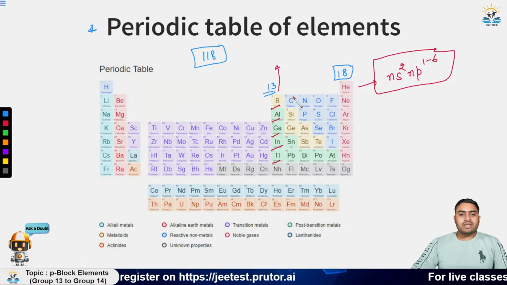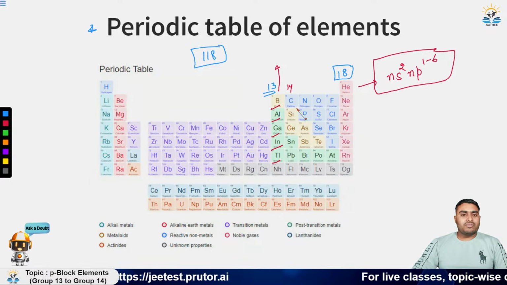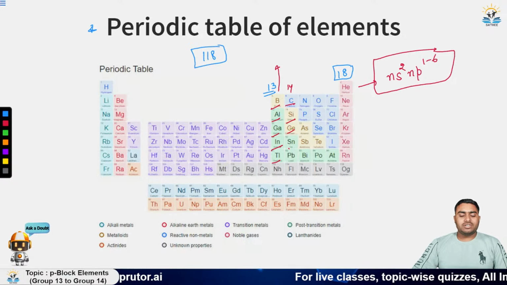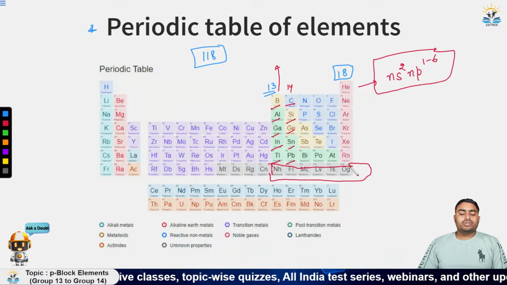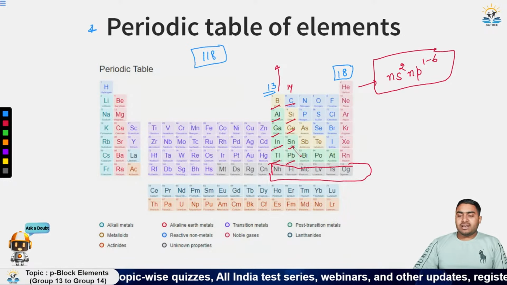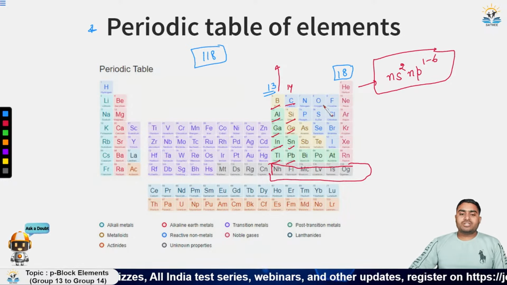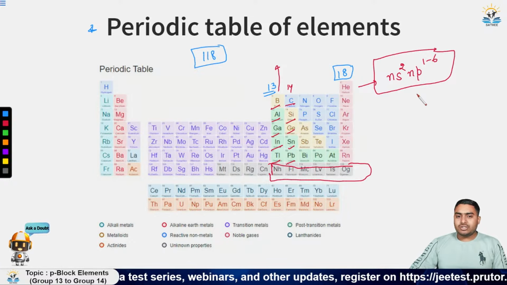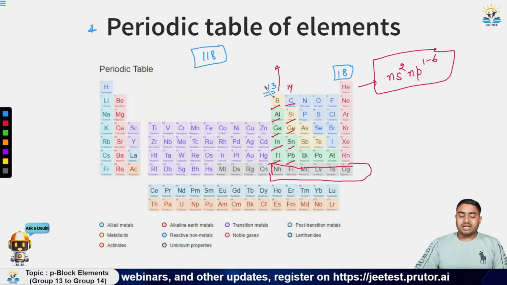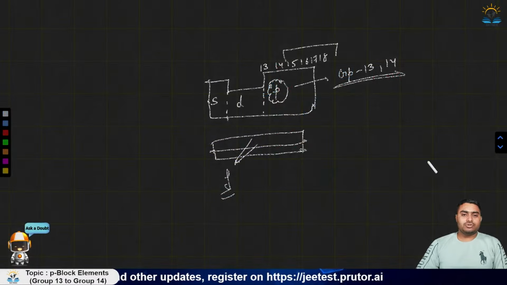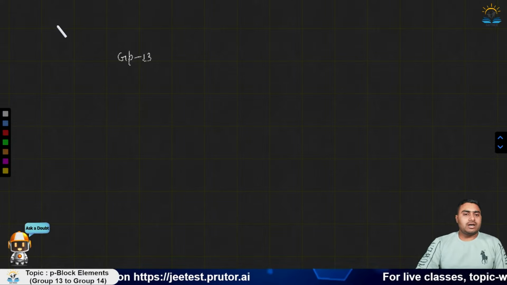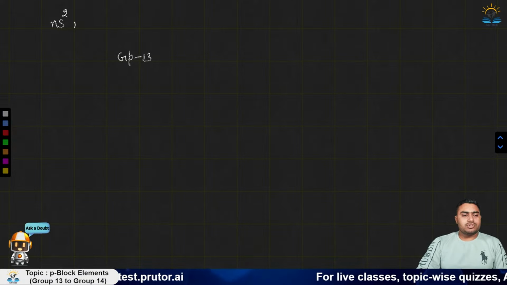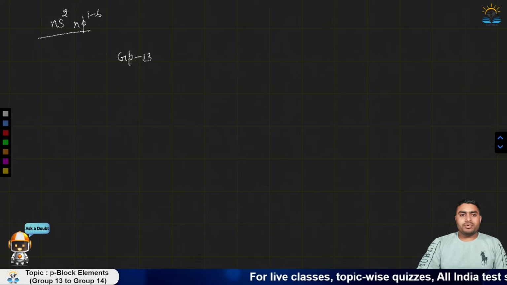Similarly, you can see group 14. Group 14 is the carbon family: carbon, silicon, germanium, tin and lead. The remaining ones are radioactive elements. The general electronic configuration for the entire P block is ns2 np1 to 6, but for each group the configuration is specific.